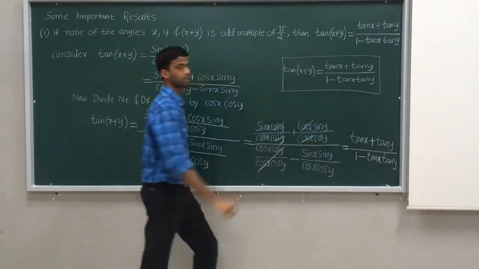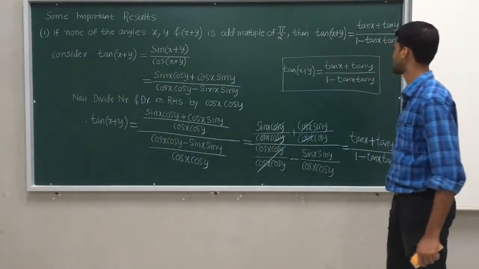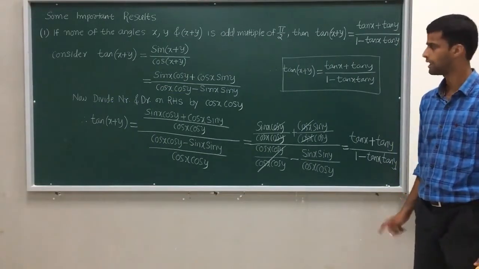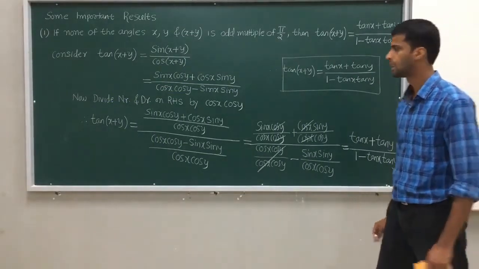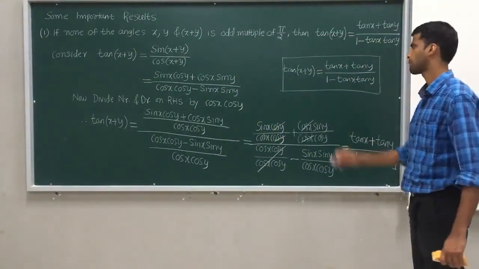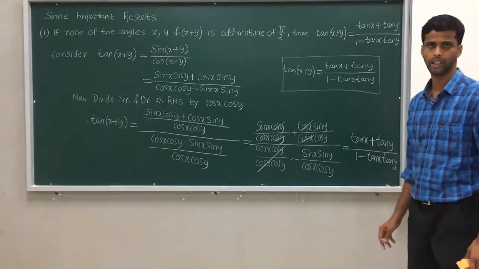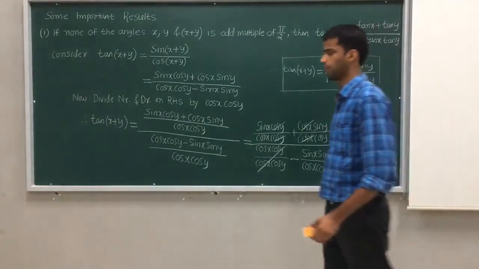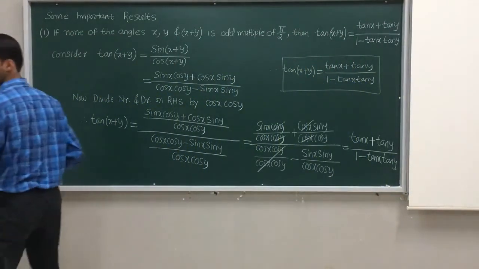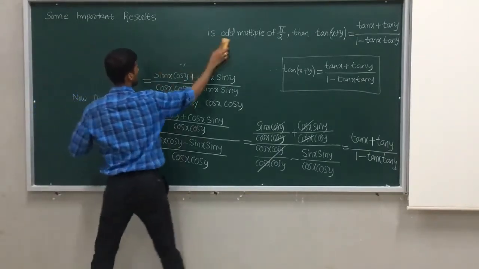So this is the first result of today's session. I proved tan of x plus y equal to tan x plus tan y divided by 1 minus tan x tan y. The only thing is to express it as sin by cos and apply the result, then divide by cos x cos y on the right hand side and proceed further. You will get the final answer as you expected. Fine. Now I'll move on to number 2.